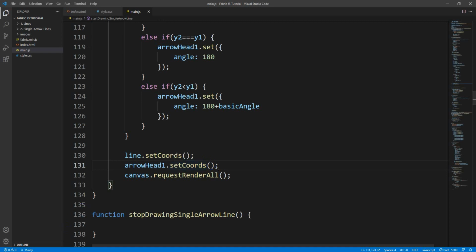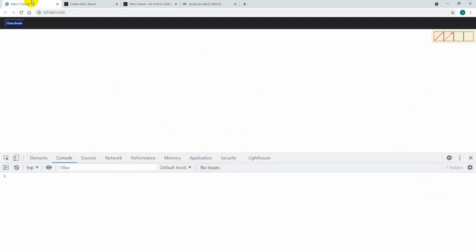Now let's try it over here. I click on this, so I have the arrow line. It seems all right now. The arrowhead is pointing correctly. As you can see, it's pointing in the correct orientation, at the correct angle.